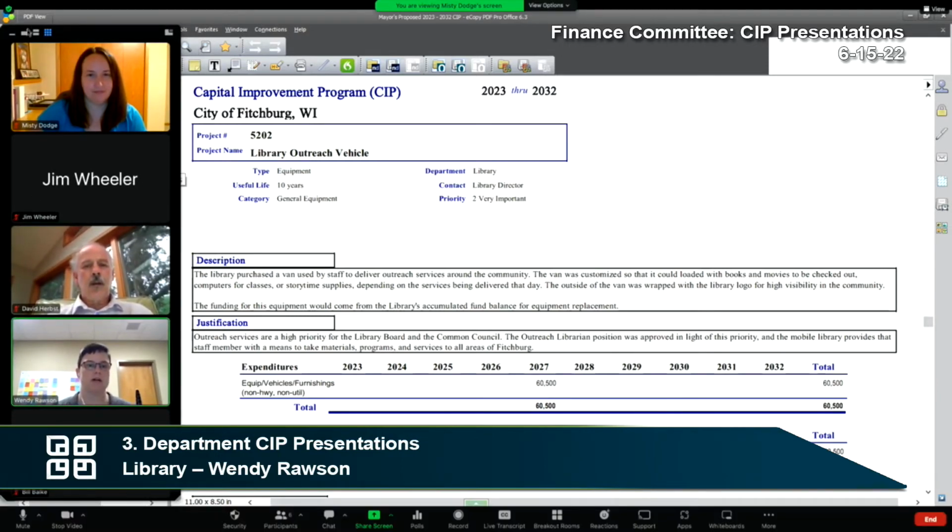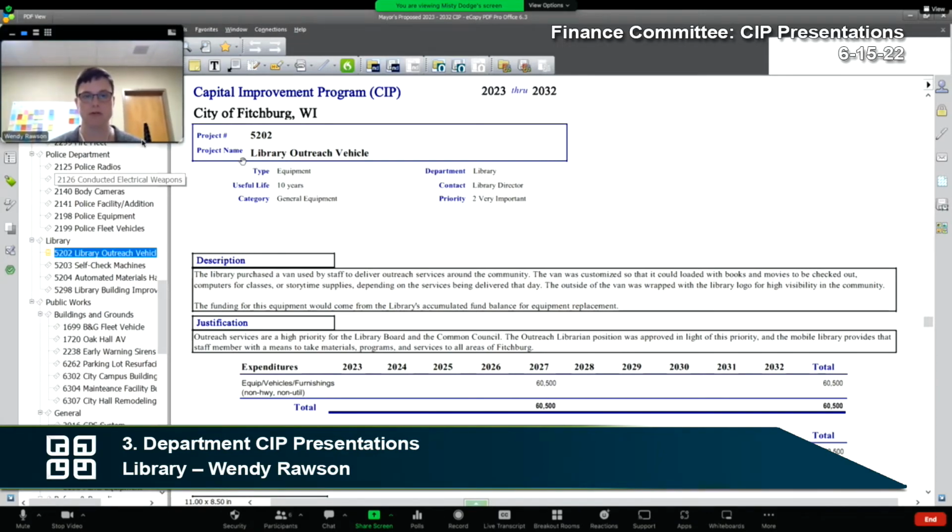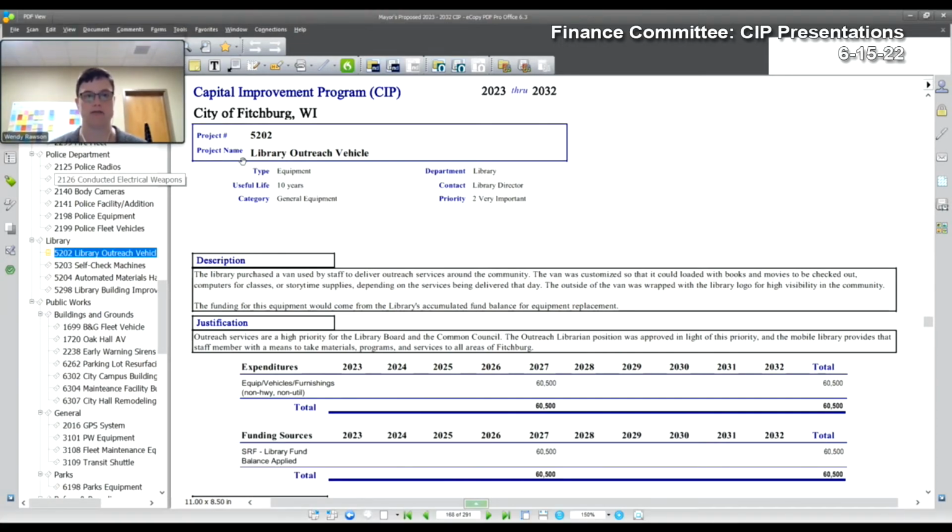So we'll just jump right in. Our first project, 5202, is a library outreach vehicle. You may know that we have a van that we use for outreach, and it was purchased in 2017. So this is a 10-year replacement schedule. It is funded through library's fund balance, so not through the tax levy.